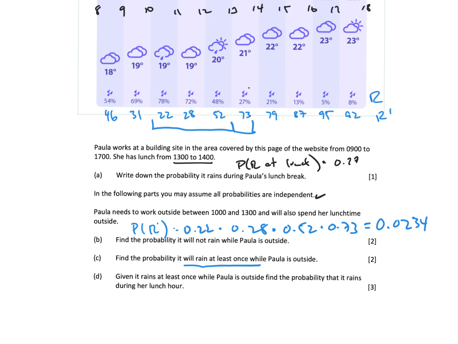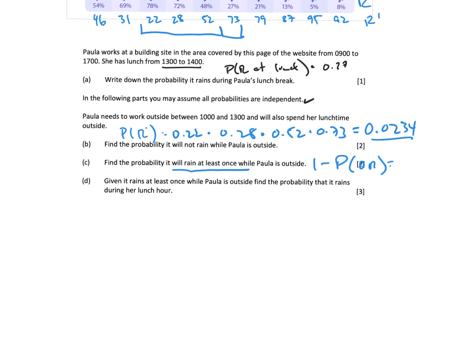Continuing, then find the probability that it will rain at least once. Well, this is the probability that it will not rain 0 times. So 1 minus the probability of 0 rains is going to be the probability of it not raining. So that means it's going to be equal to 1 minus 0.0234, which then I can see is 0.976.